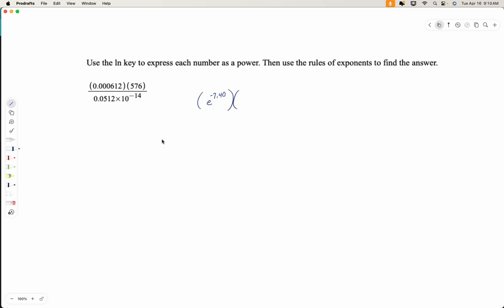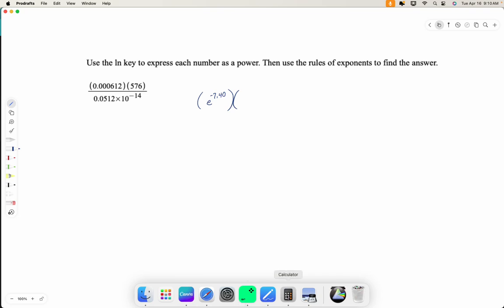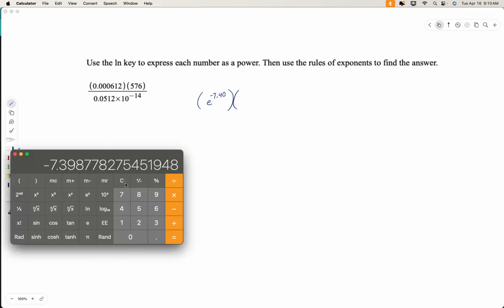Second number, we do the same thing. See how easy that is? All right, 576, press the ln key.